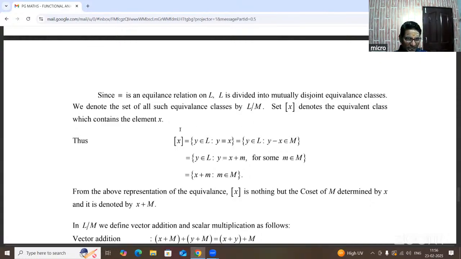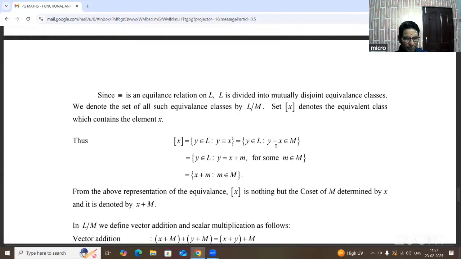So the equivalence class of X is denoted by bracket of X, and it contains the elements of small x. We are taking an element of the linear space, y. So y belongs to L means y is congruent to x. This is the meaning of y is congruent to x. And at the same time, y belongs to L. Y congruent to x means y minus x also belongs to capital M.